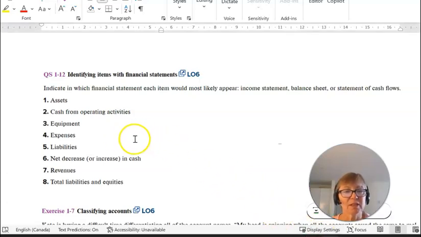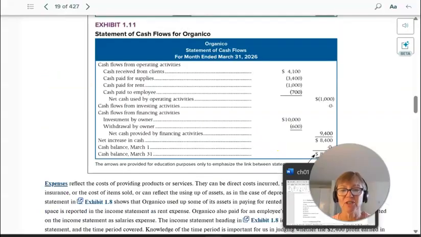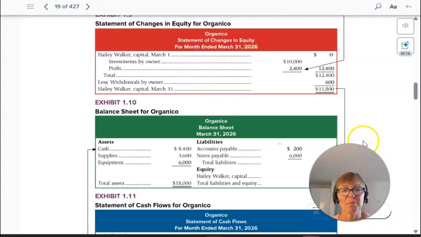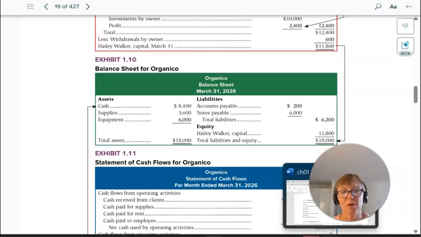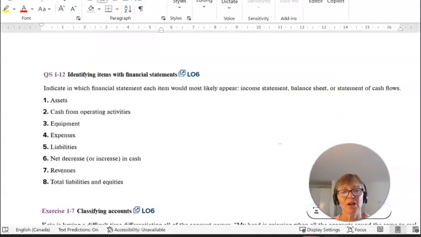So we have equipment. What is equipment? Equipment is something that sticks around for a long time and can be constantly used in our company. So we know by definition that equipment is an asset, and in our example in our book, that's actually one of the examples that they give. So we know equipment is an asset and belongs on our balance sheet.